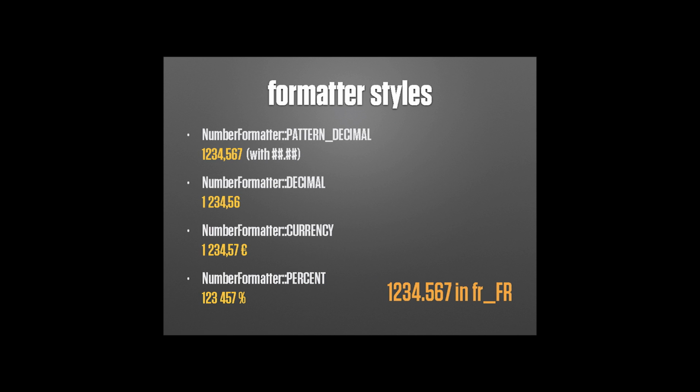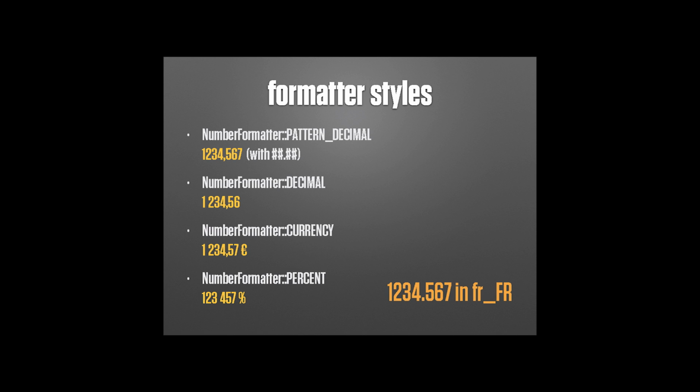So let's say we want to take this number here, 1234.567 in French locale, right? And these are the various styles you can format the number in. There's a pattern decimal, which, depending on the formatting pattern you pass it, will do different things. It's the most customizable one, but then there's a built-in decimal, where I just want a number, and it'll format it appropriately. Or if you say I want a currency, then it'll format it as a currency with a currency symbol included, which is useful.